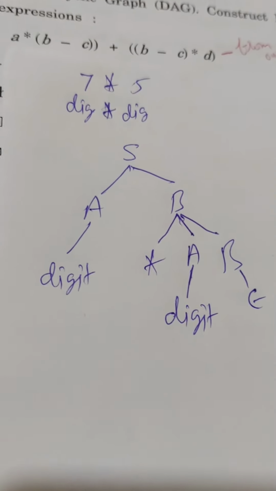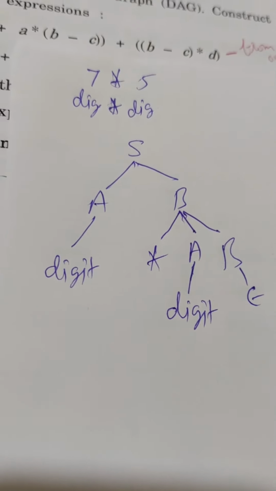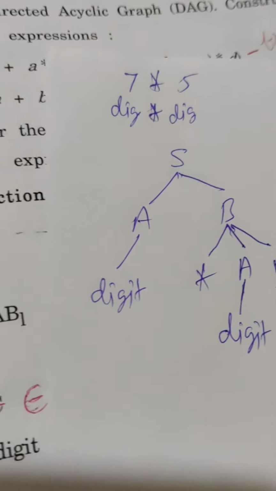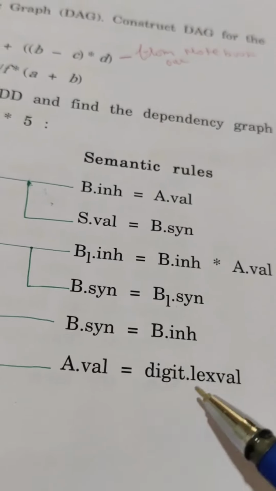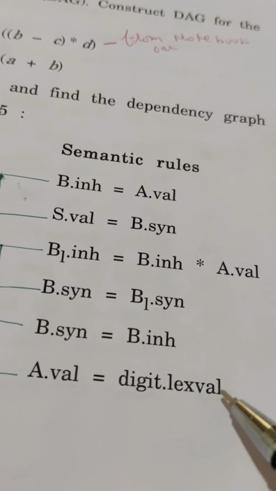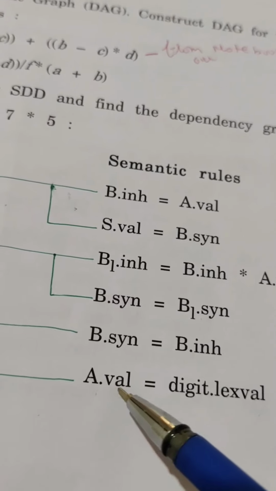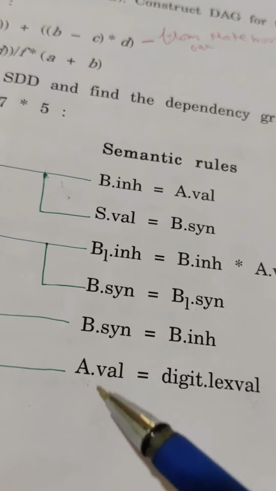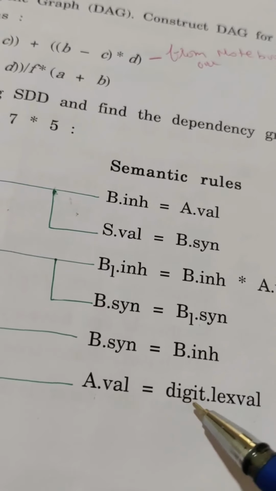Next, using this parse tree, we will decorate it by adding its attribute values. What does attribute value mean? In these semantic rules, digit has an attribute lexval, which is a synthesized attribute given by the lexical analyzer. A has a synthesized attribute val, whose value is taken from its child node, the digit.